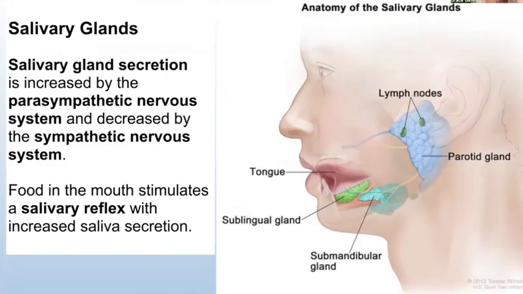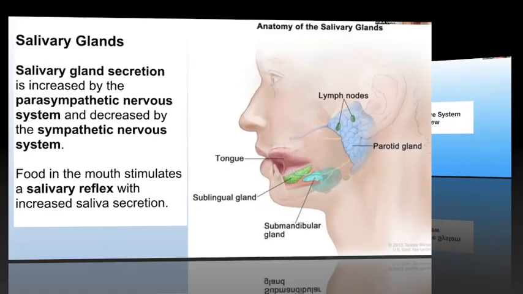Salivary gland secretion is increased by the parasympathetic nervous system and decreased by the sympathetic nervous system. Having food in the mouth stimulates a salivary reflex with increased saliva secretion.